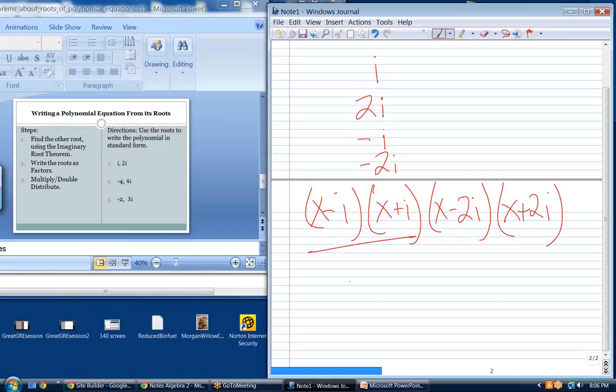Well, you're close. No. It's difference of squares, so it would be x squared minus i squared, right? But what is i squared? Negative 1. So x squared minus i squared is actually x squared plus 1.